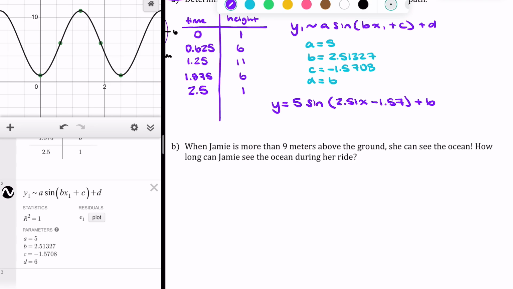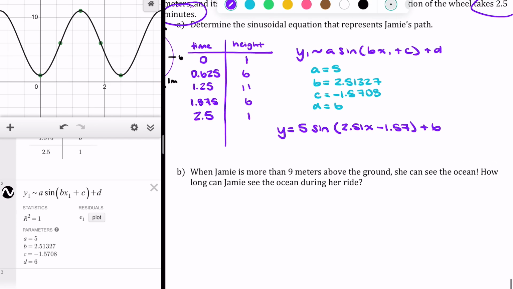We should be able to get that equation, and hopefully you got something like I've got here, because we just have one final question. When Jamie is more than 9 meters above the ground, she could see the ocean. Wow. How long can Jamie see the ocean during her ride?